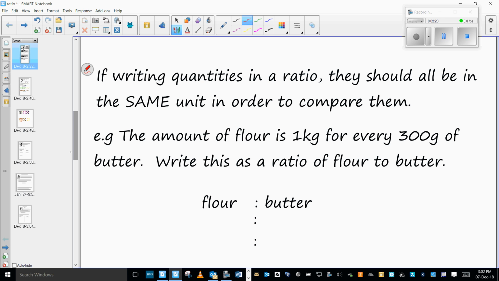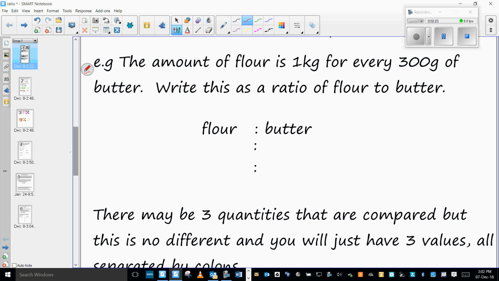Now it might be that the more you start doing this, you would just write F, B. But I would suggest always do this first step to make sure it's clear in your mind which one is going first and which one is going second. So, flour to butter. Let's look at the information. We've got 1 kilogram of flour and 300 grams of butter. Now, because they're in different units, I must write the unit in. We've said it should be in the same unit, so we need to know how to convert these units.